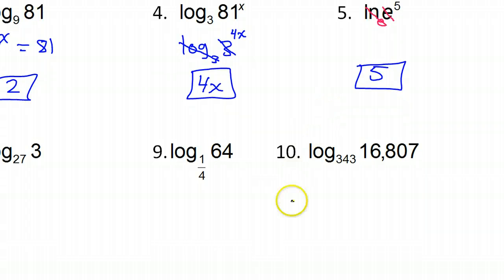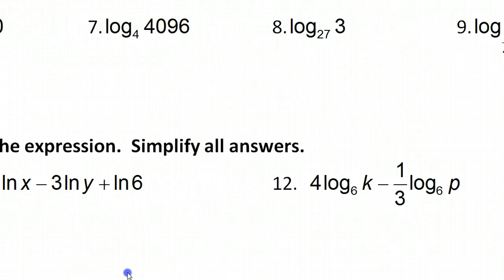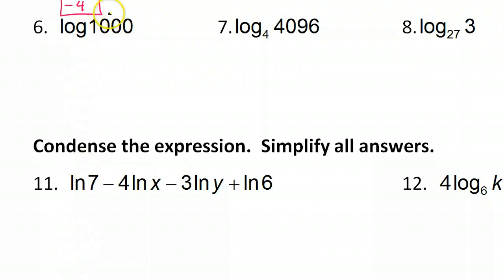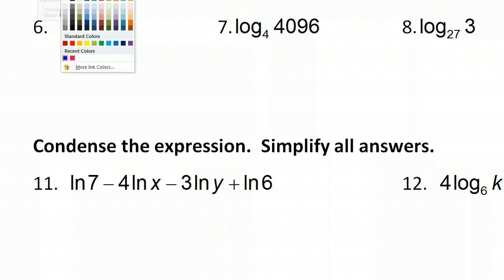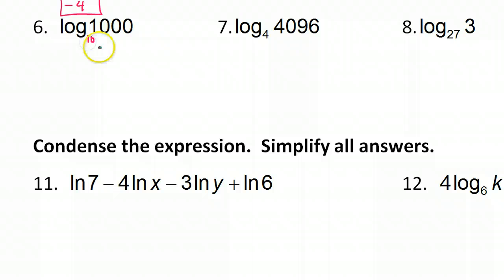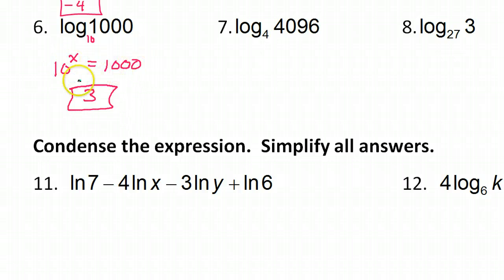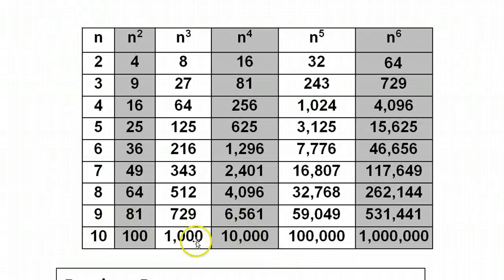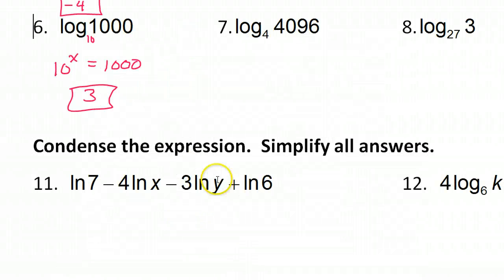Okay, so that is it so far. Alright, so number 6. Okay, again, log of a number. That means it's an invisible base 10. Okay, so you should be asking yourself, 10 to what power is going to give me 1000? Well, you see those 3 zeros? That means this is 10 to the third power. So the answer is going to be 3. Alright, if you don't trust my zero rule, just look at your chart. 10 to the third power is 1000.